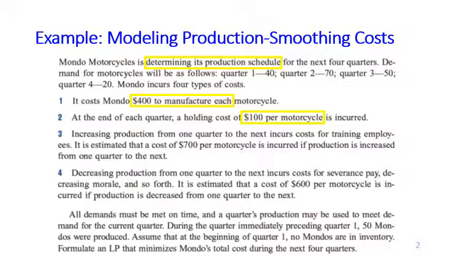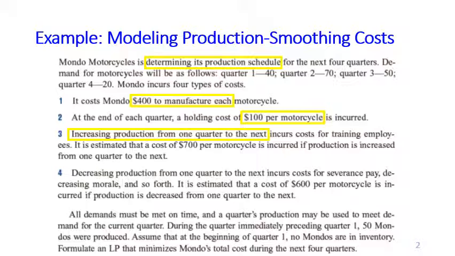The second cost is that if at the end of a quarter you still have motorcycles left that are not sold yet, it means that you need to pay $100 per motorcycle. The third one and the fourth one later is the production smoothing cost. If your production amount or production level increases from one quarter to the next, you need to pay $700 as many as the number that you increase your production, because you need to train more employees, so you need to pay $700 per motorcycle that is produced more than the last quarter.